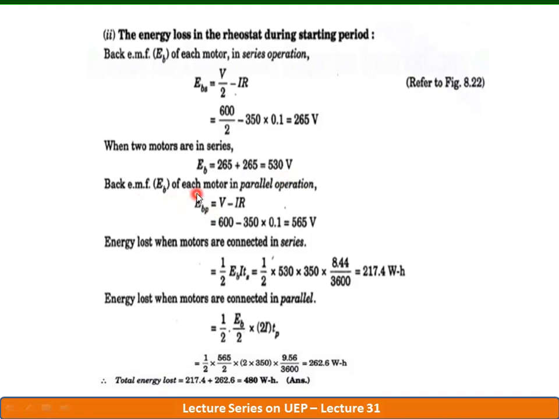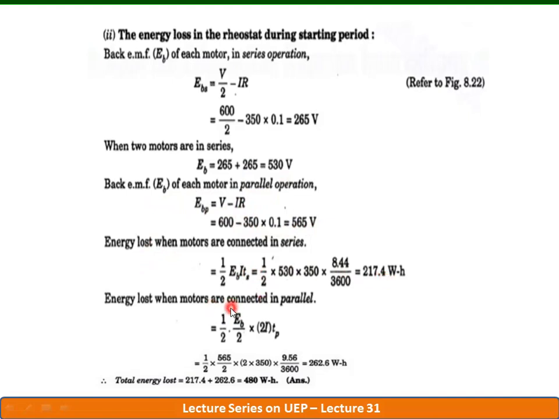The back EMF of each motor in parallel operation, EB is equal to V minus IR. So 600 minus 350 into 0.15, 65 volts. Energy lost when motors are connected in series is back EMF into current into time required for series operation, half EB I TS. Here we got 217.4 watt hours.